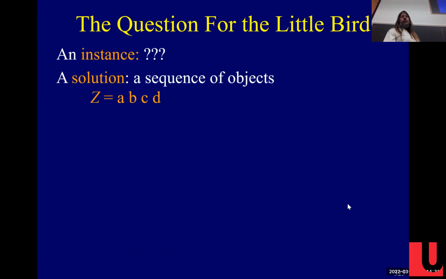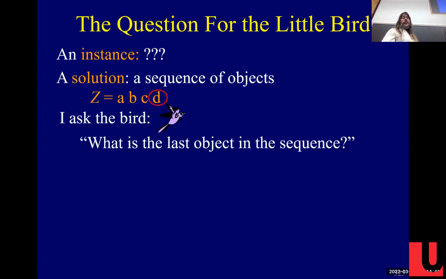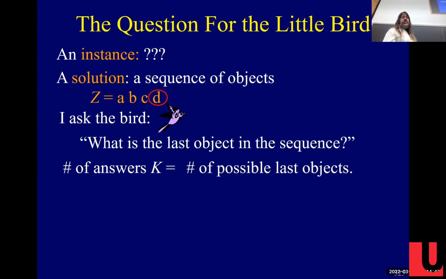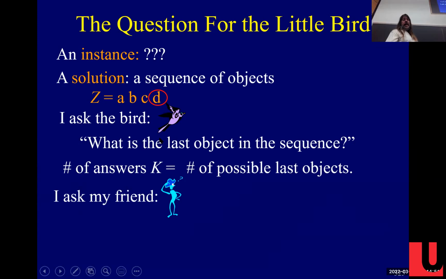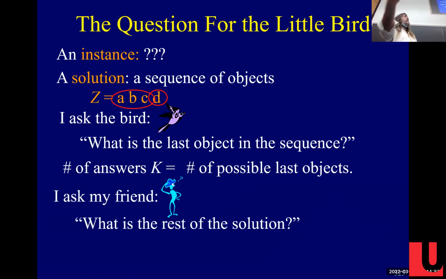All right, so suppose my solution is a sequence of objects. Then I could ask the bird what's the last object in the sequence, and the number of answers is the number of possible last objects. And I could ask my friend something that will give me the rest of the solution.